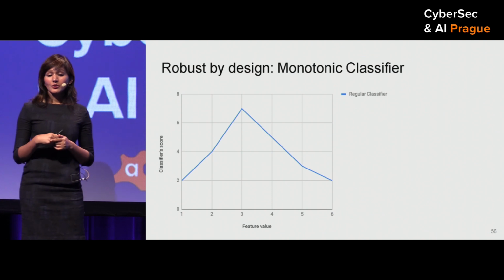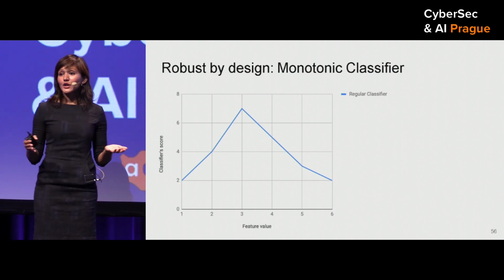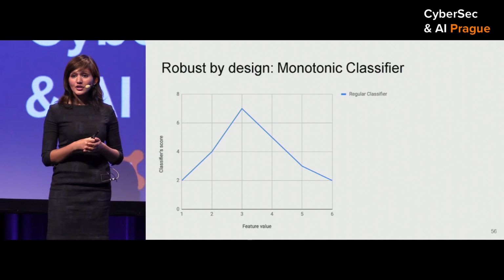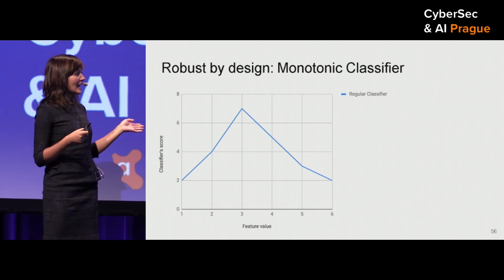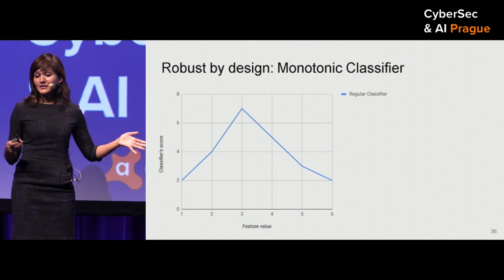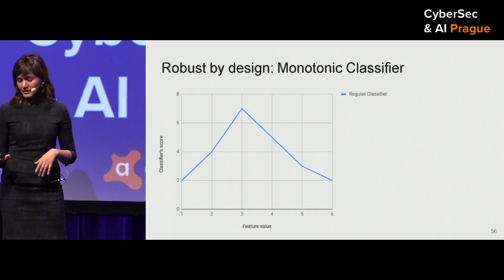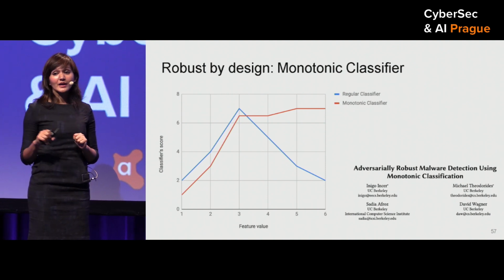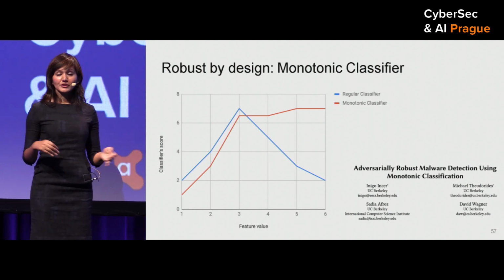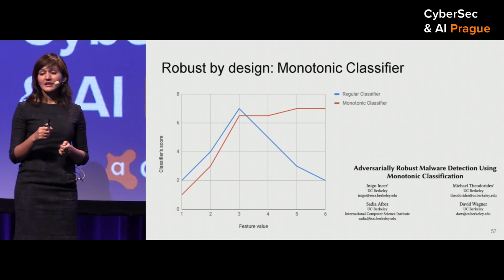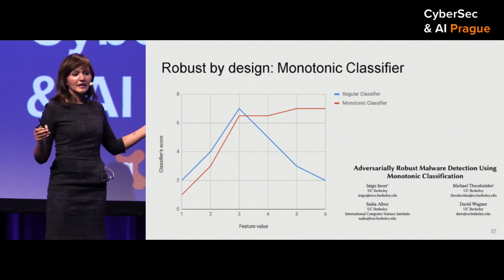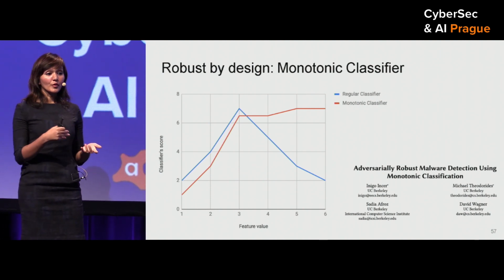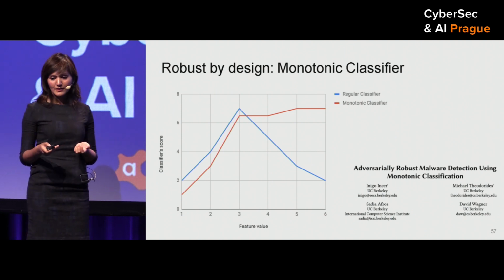This graph here shows a typical classification score of a classifier. Here, the x-axis shows the feature values, and the y-axis shows the classifier score. And you can see that as we are adding more features, the score of the classifier can increase, but can also decrease. A monotonic classifier ensures that the score of the classifier can never decrease as you're adding more features. Here, the red curve shows the monotonic classifier. And as you can see here, even if we add more features to it, the score of the classifier is never going to decrease. We proposed this classifier in 2017.